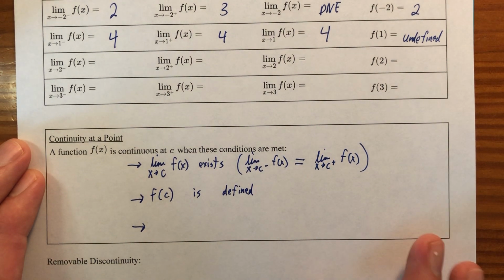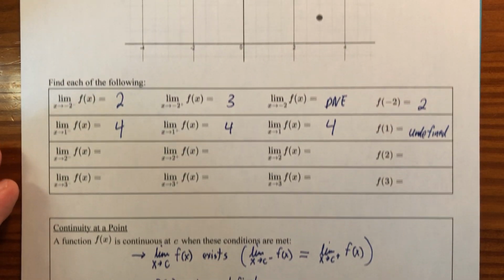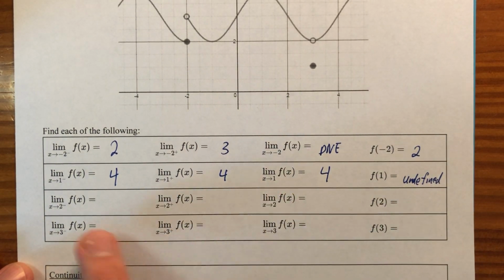I say it exists, that really means it is defined. Okay, let's move on. I'm going to skip the next row. We're going to go to the bottom one with the 3's in it. We'll come back to that one.